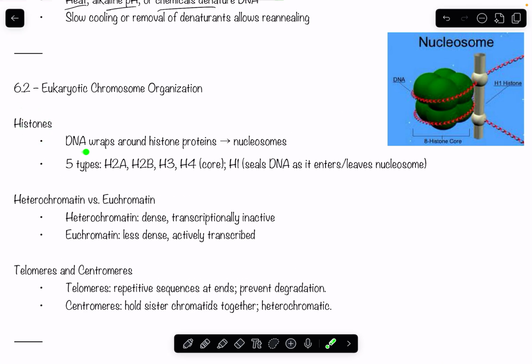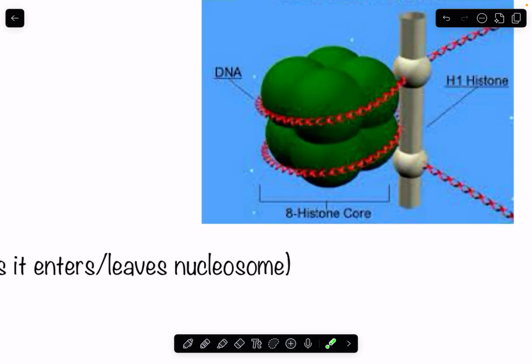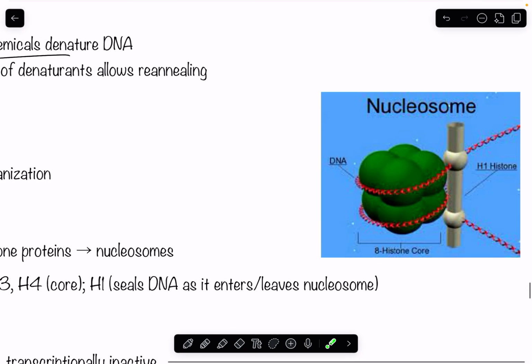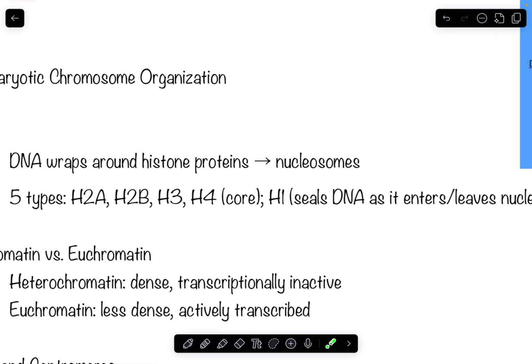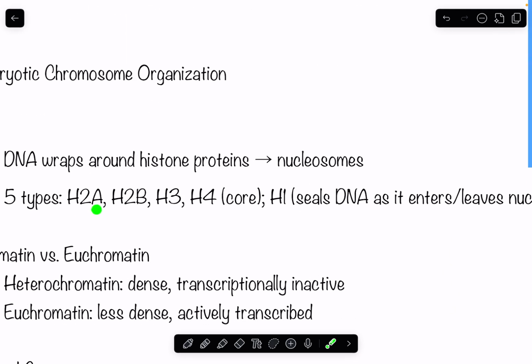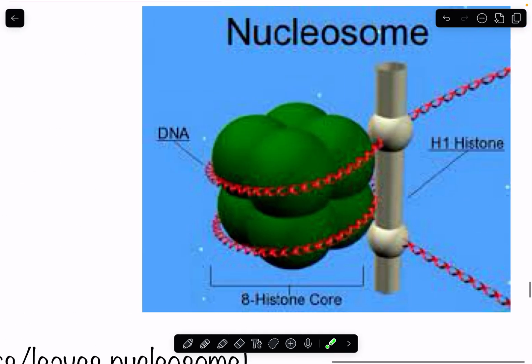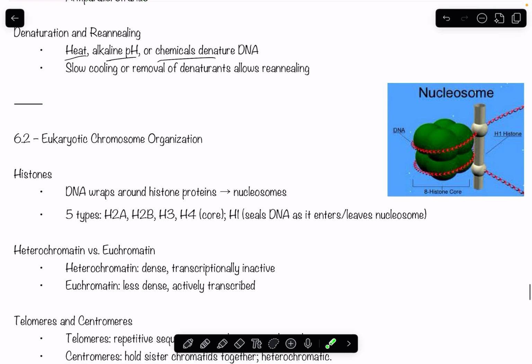Okay, so DNA wraps around histone proteins to make what we call a nucleosome. So if we look over here, this whole thing is a nucleosome, right? So these are your histone core proteins, which are these guys, right? So you have H2A, H2B, H3, H4, and then H1 seals the DNA like we see here as the DNA leaves, okay? And them coming together makes what we have here, which is called a nucleosome.